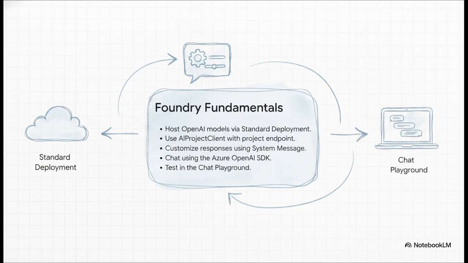First, you host OpenAI models via a standard deployment. Then, your code acts as a proxy using the AI project client, which you instantiate with your project endpoint. Need to customize the responses and dictate the AI's persona? Just tweak the system message. From there, you're chatting via the Azure OpenAI SDK, and you can test the whole shebang directly in the chat playground. It is incredibly seamless.